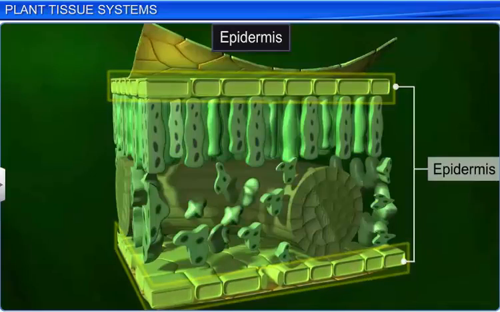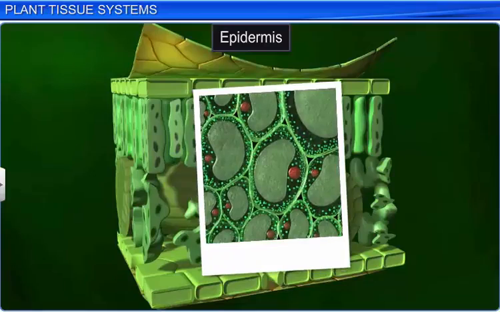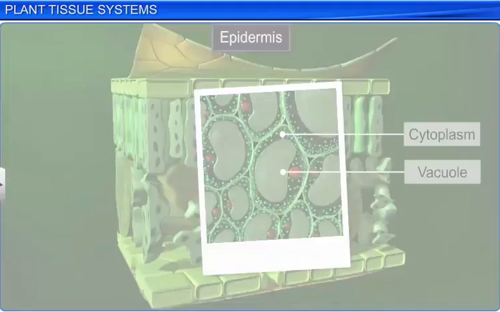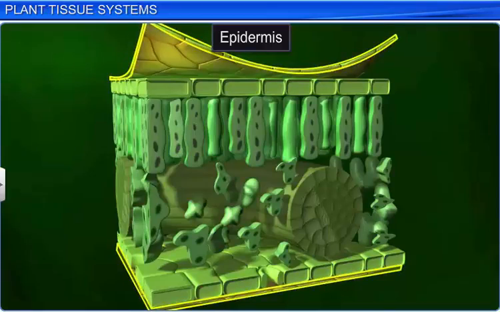Epidermal cells are parenchymatous in nature, and their cell walls are lined with a small amount of cytoplasm that has a large vacuole. The outer layer of the epidermis is coated with a thick and waxy layer called the cuticle, which prevents the loss of water.